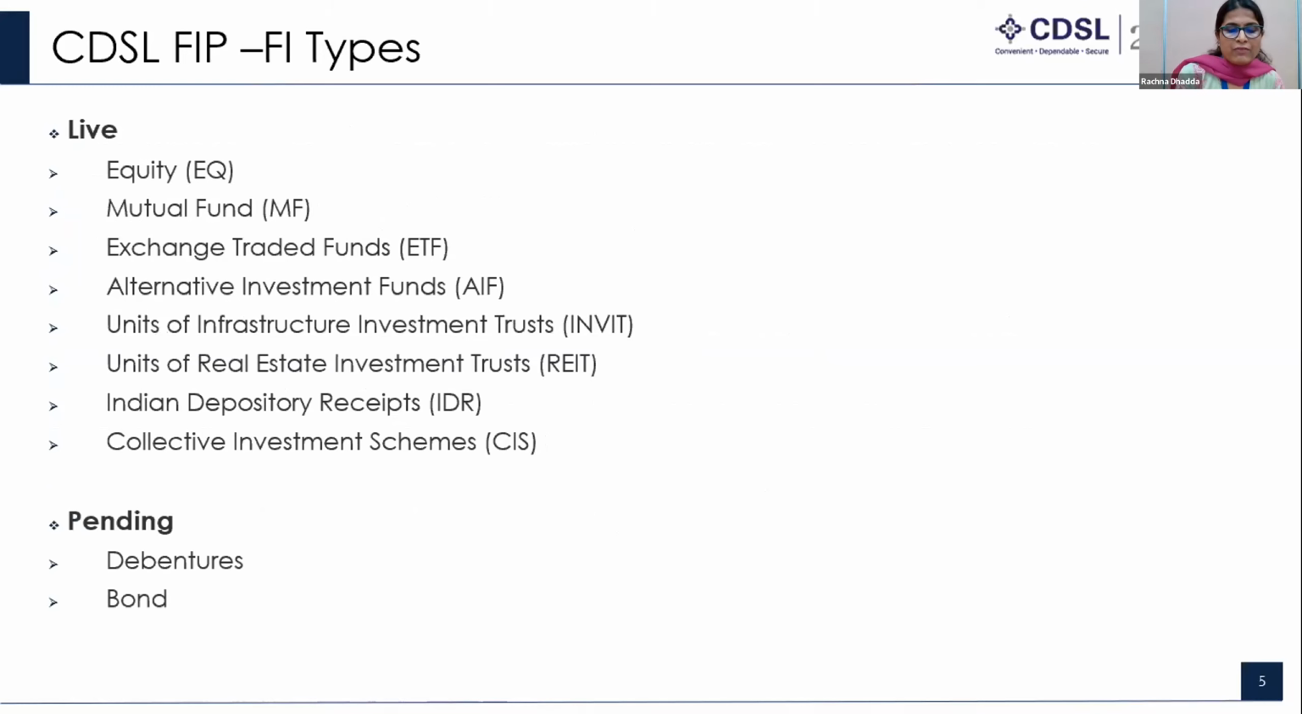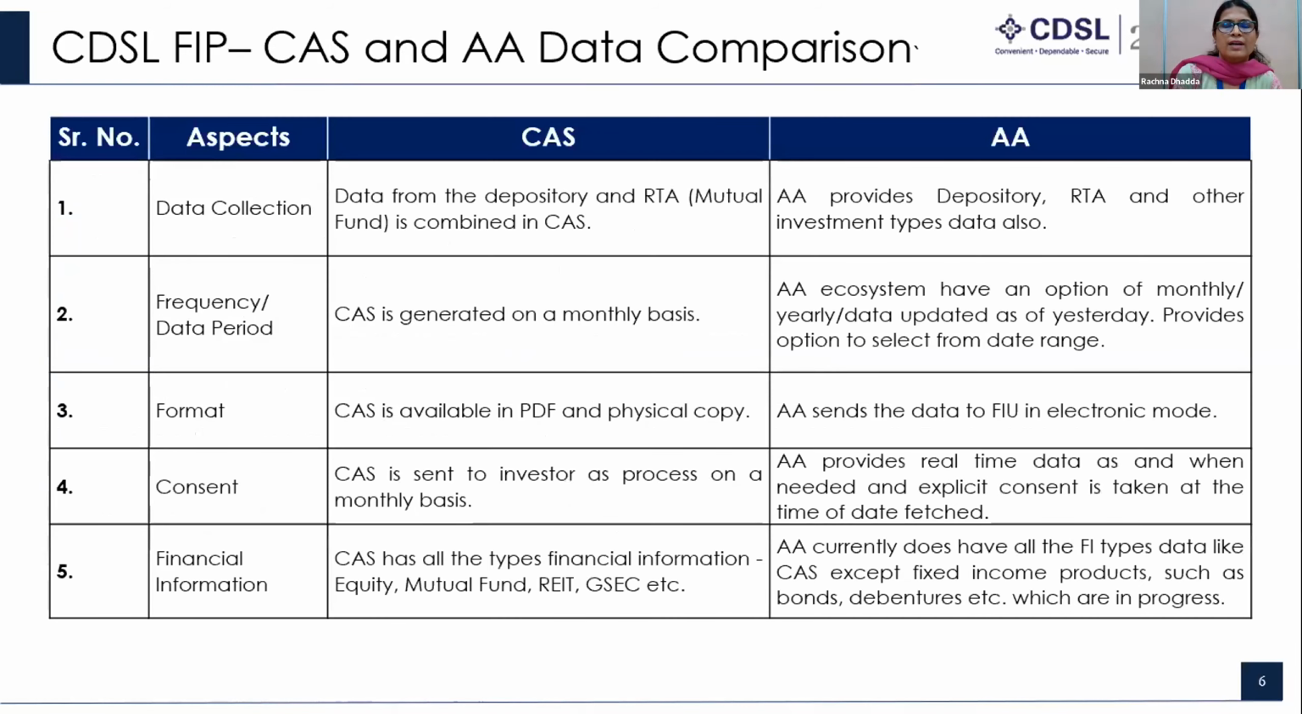So these are the live financial information types which CDSL is live with: equity, mutual funds, ETFs, AIFs, InvIT, REIT, etc. As Mr. Nehal mentioned in his speech about CAS and AA, I'm going to give you a comparison of the data between CAS and account aggregator.